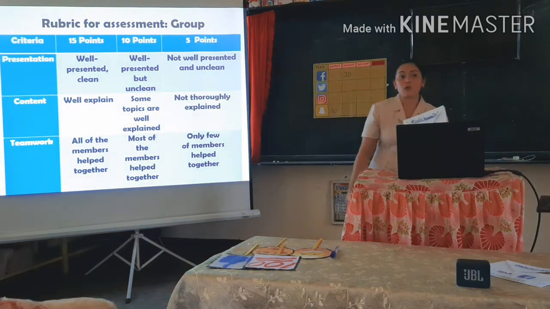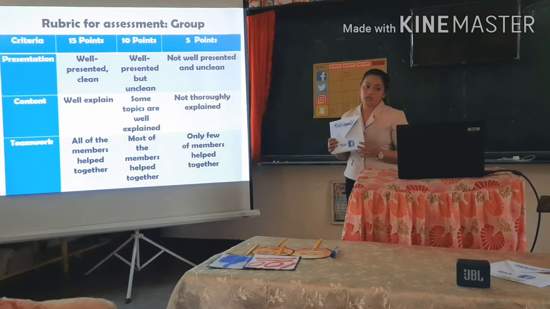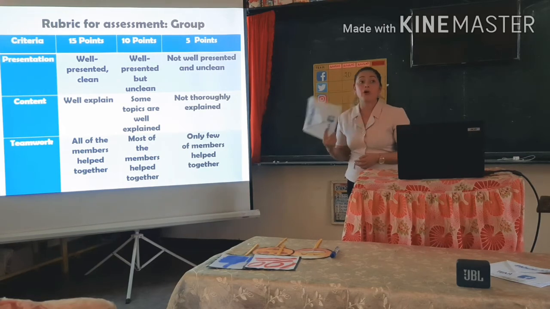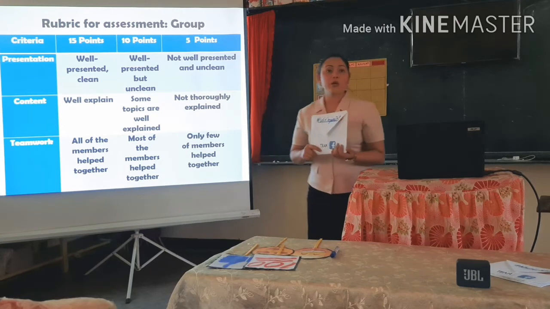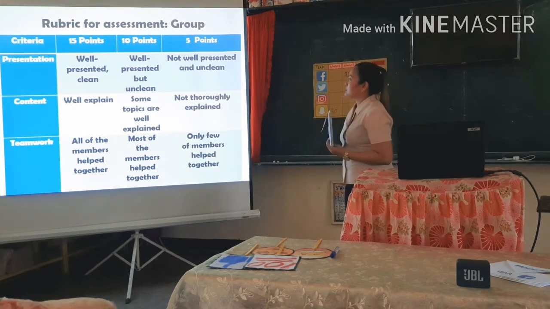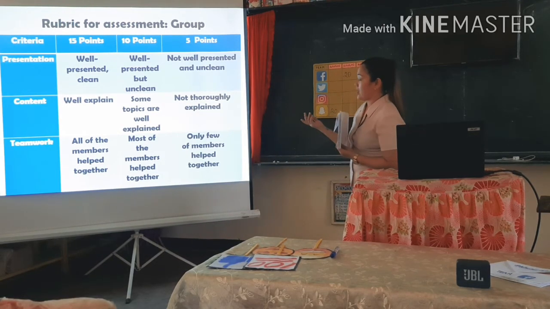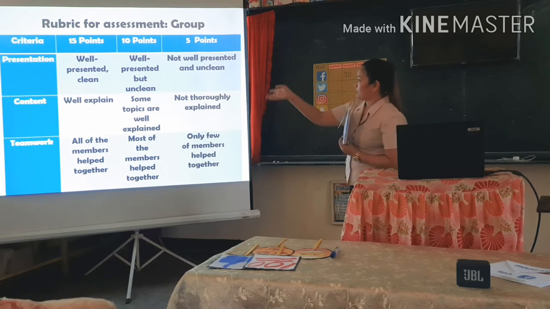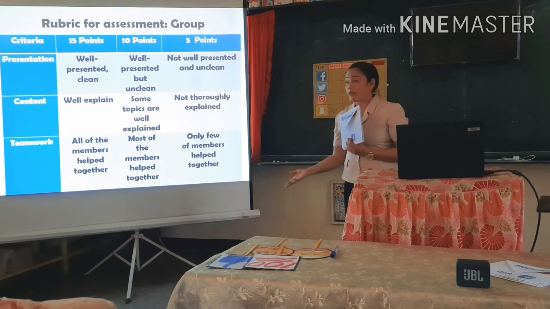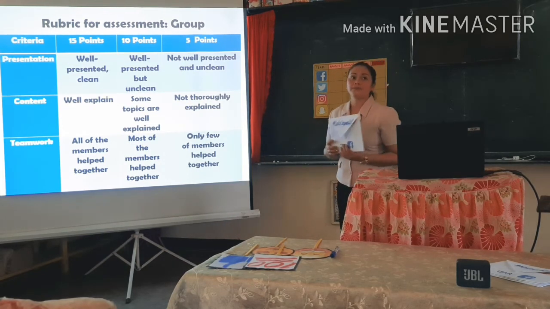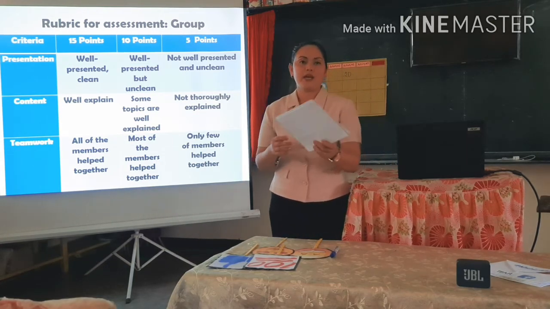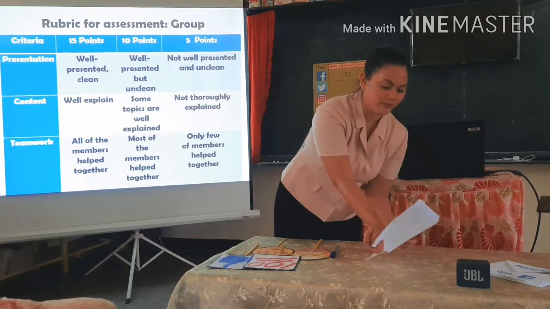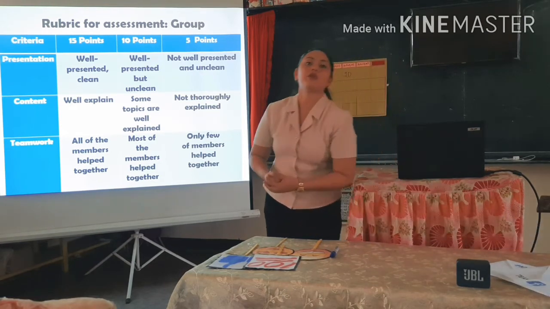So this is the rubric for our last activity. We can earn 45 points if we will be the winner of this activity. So 15 points each for the presentation, the content, and the teamwork. Okay, kindly get this envelope and disseminate that to every group.